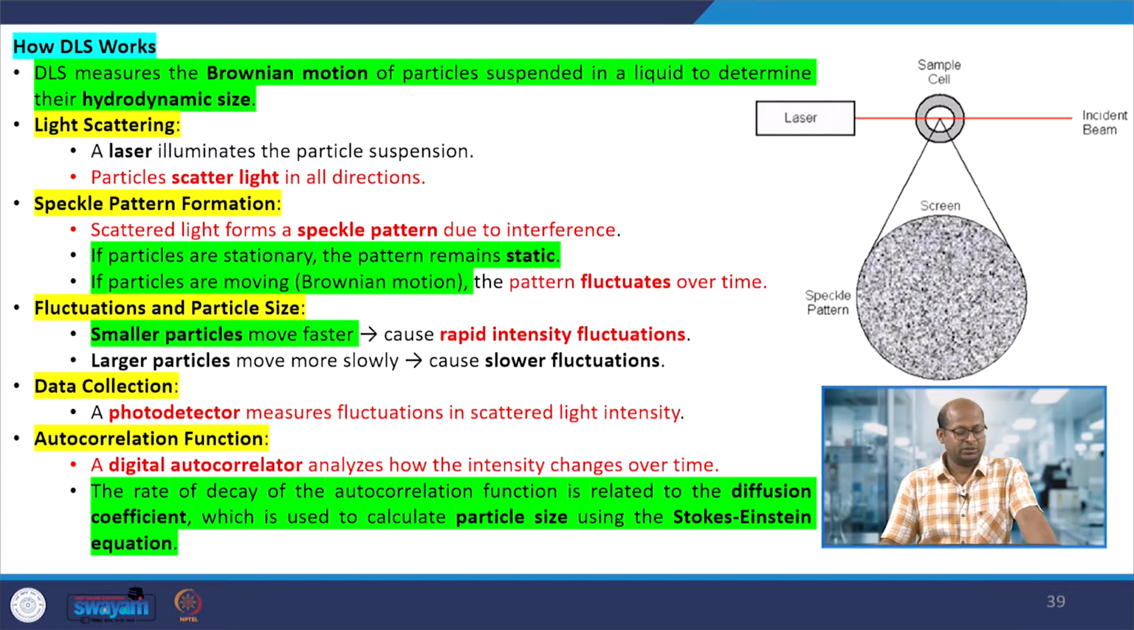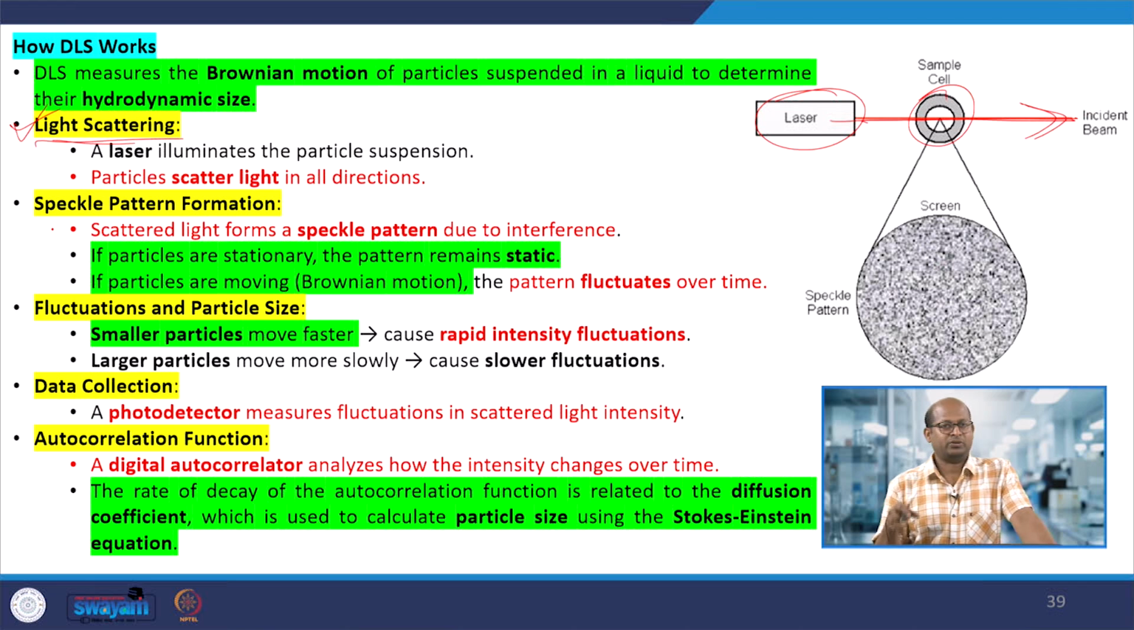How does DLS actually work? Through DLS we measure the Brownian motion of the particles suspended in a particular liquid, and through that we can determine the hydrodynamic size. Here is light scattering. Suppose you have a laser source and here is the sample; light will pass through it. The particle concentration and particle size would affect the light passing through. The light falls on the sample, meaning the nanomaterials, and is scattered in different directions, which is collected and measured.